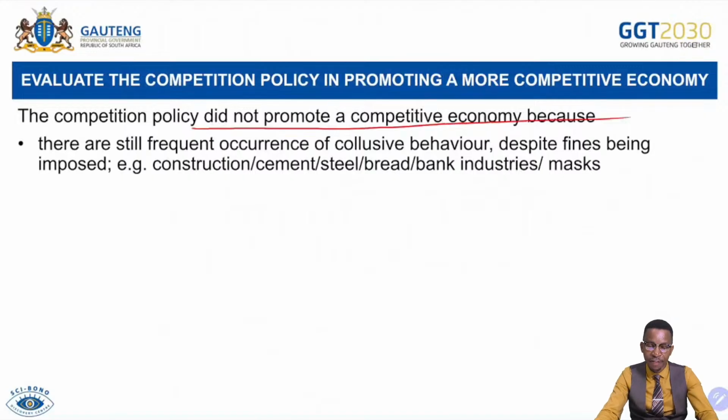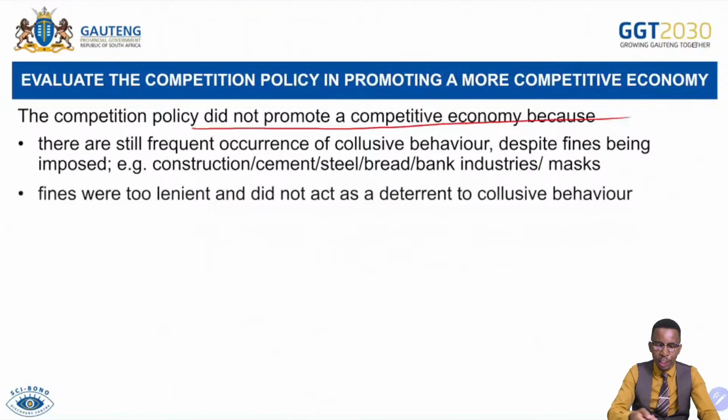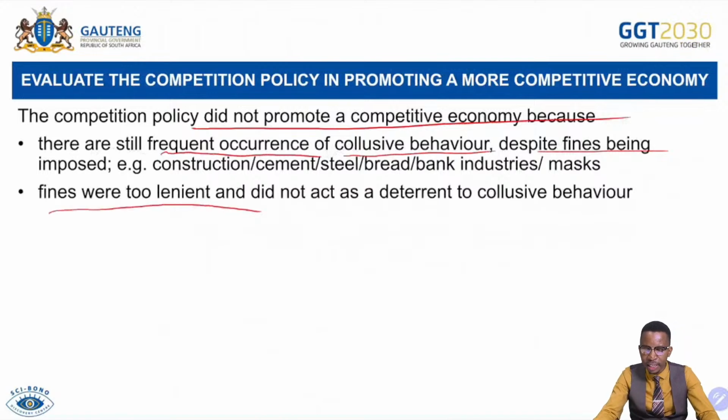Then an investigation took place, and commercial banks were found guilty of fixing the exchange rate, and they were slapped with some fines. Also, Tiger Brands was found guilty of misconduct. It was fined. Walmart was found guilty also with Massmart for an illegal merger, and they were also fined. So it has not been fully successful because there are still frequent occurrences of collusive behavior despite fines being imposed. And the fines were too lenient and did not act as a deterrent to collusive behavior.